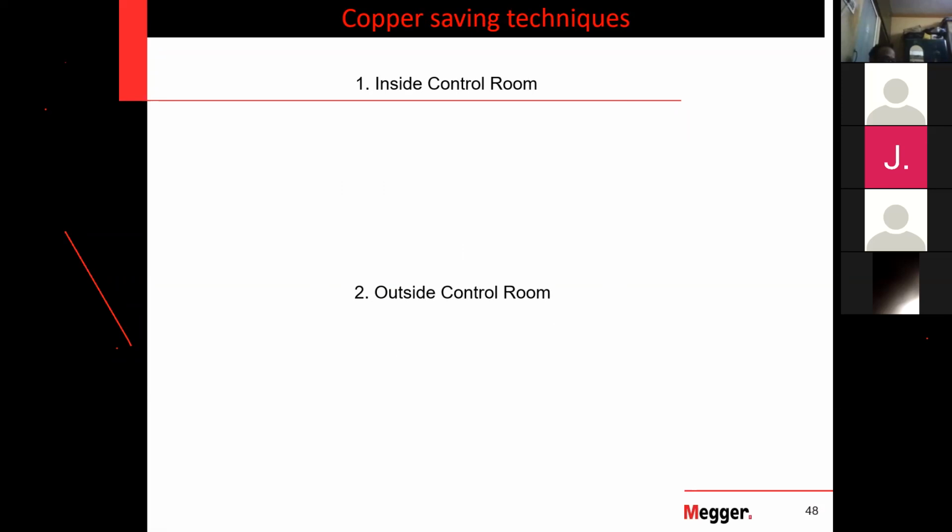So here we want to eliminate the equipment which is in terms of copper, and we want to make it compact, because having a compact system with less copper wiring is the first requirement for customers. So what can we do inside the control room and outside the control room?